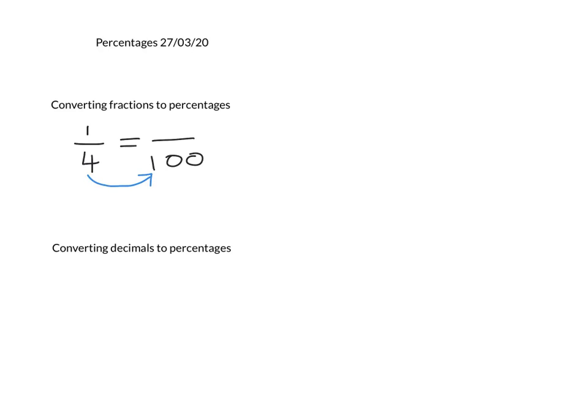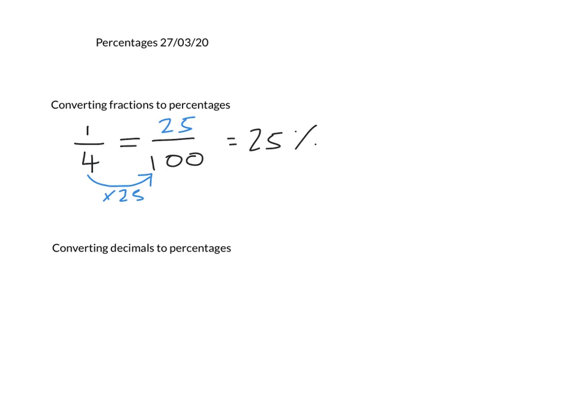What did we do, Isaiah? Times by 25. We times by 25, and the rule with fractions is whatever you do to the bottom, you have to do to the top. 1 times 25 is 25, so this one is equal to 25 out of 100, which we know is the same as saying 25%.